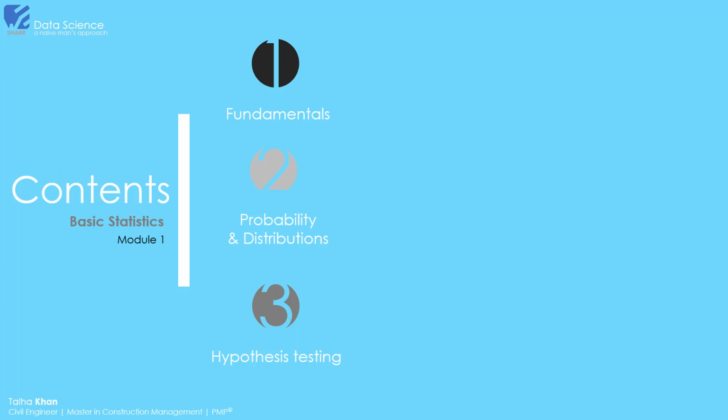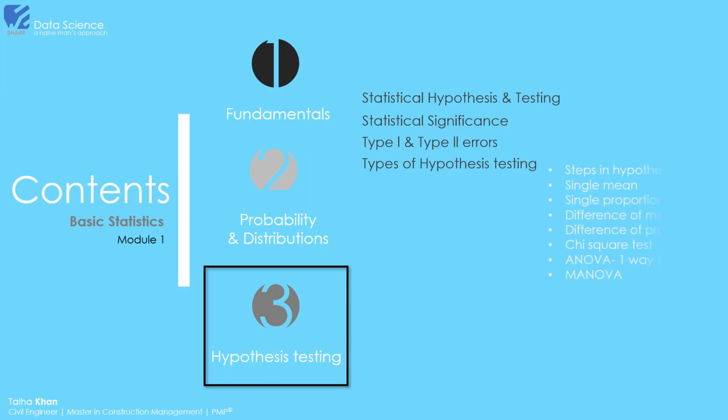So we have covered in section 1 and 2 the fundamentals of statistics and probability and distributions. Now in this third video, we'll be covering the last section of this module, that is hypothesis testing. So in this video, we'll first see what is a statistical hypothesis and what is hypothesis testing. Then we'll see what is statistical significance.